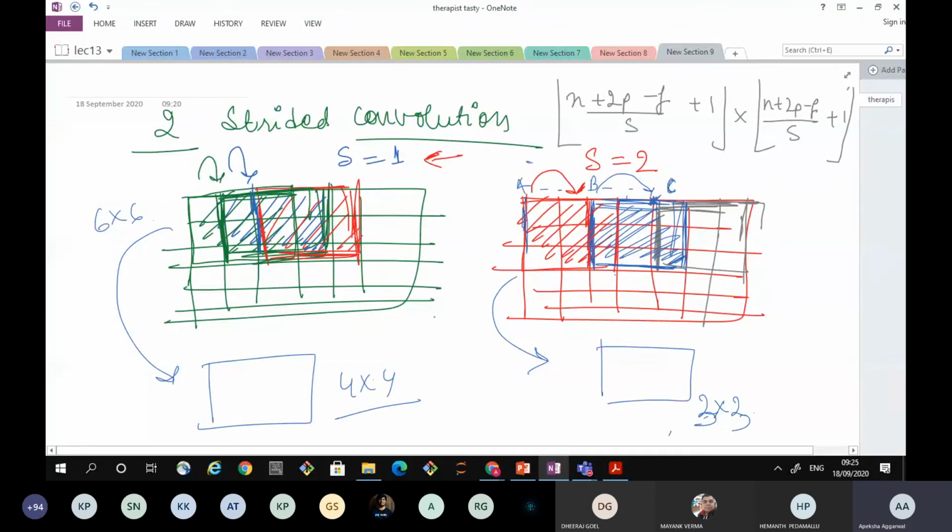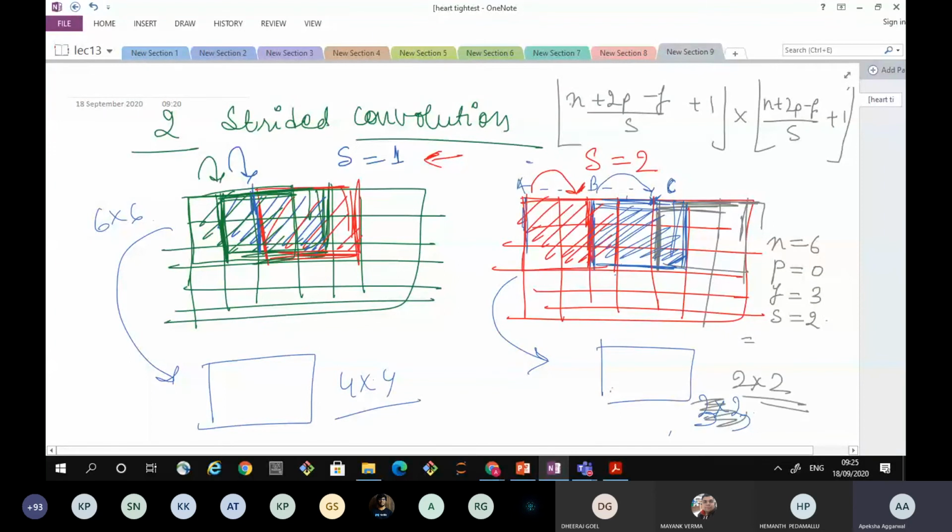So you can see over here, if I have a 6x6 image, n is equal to 6. Padding I have done 0, I have not done padding. For f, my filter size was 3x3, and s was 2. So I will get 6 plus 0, that is 6, minus 3, that is 3, 3 by 2, that is 1, so 1 plus 1. So output is a 2x2 image.